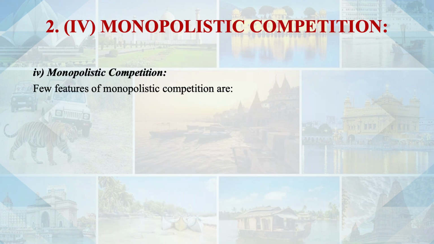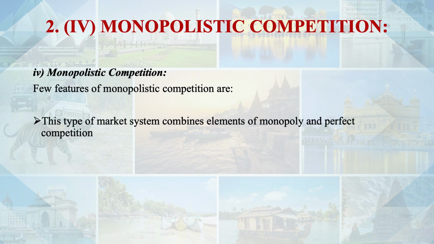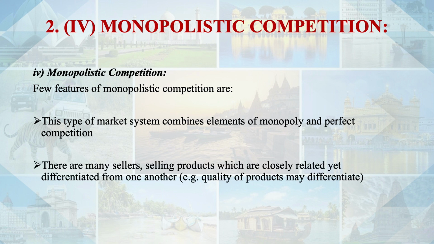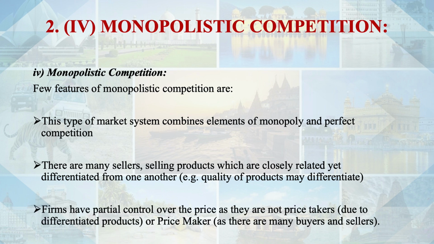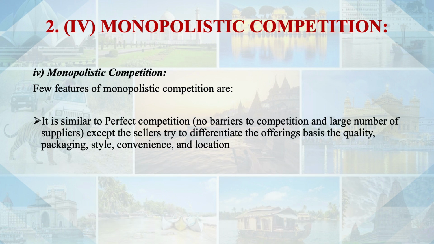A few features of monopolistic competition are: this type of market system combines elements of monopoly and perfect competition. There are many sellers selling products which are closely related yet differentiated from each other. For example, quality of products may differentiate. Firms have partial control over the price as they are not price takers due to differentiated products, or price makers as there are many buyers and sellers in the market. It is similar to peer competition.